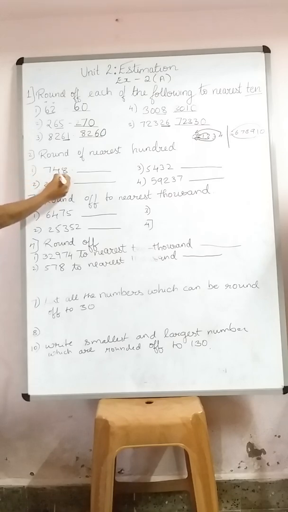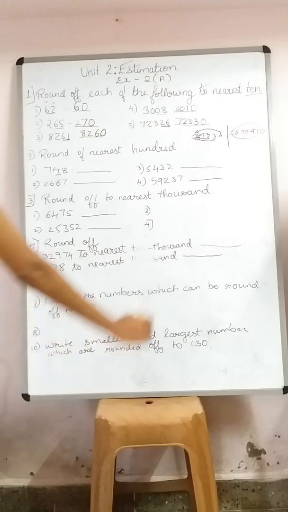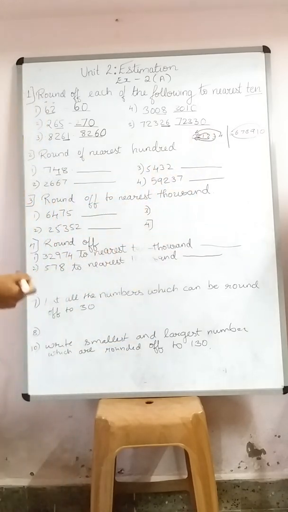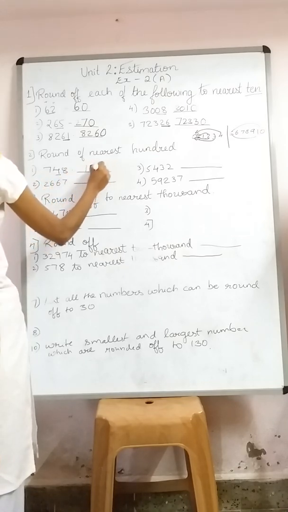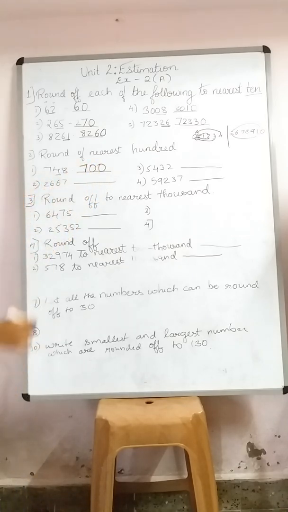Now concentrate here. This digit, number 4, is less than 5. Follow this, okay? Number 4 is less than 5. Now what they have told is, if it is less than 5, you should put 0 in the tens and ones place. So this number is nearest to 700.